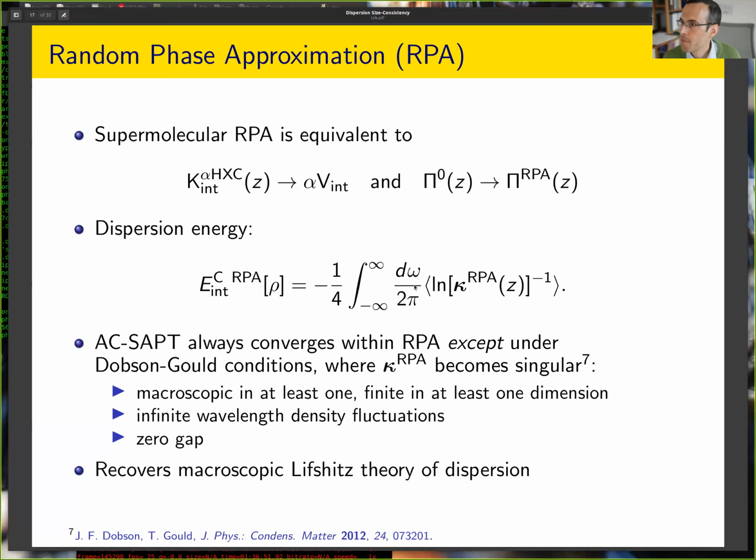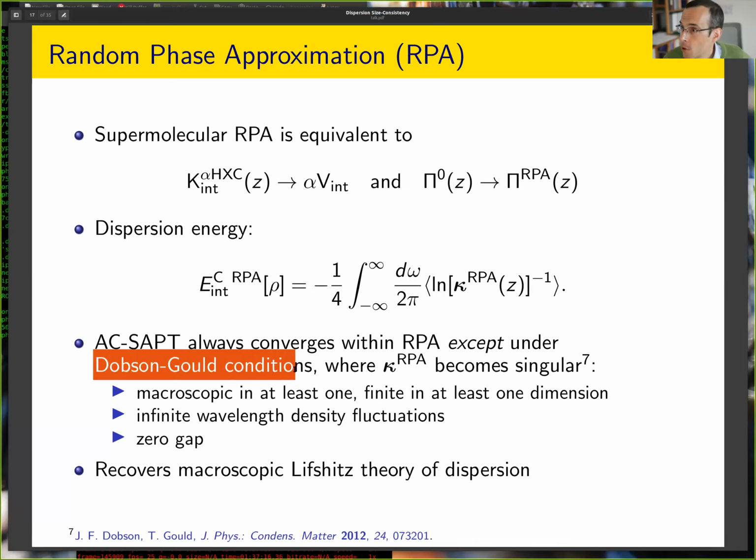Because we know that the ln is analytical in the complex plane, except for the origin, where it has an essential singularity, right? And so as long as you stay away from that, you get a convergent Taylor series. And in case of RPA, this turns out to be always satisfied unless you have these Dobson-Gold conditions where kappa becomes singular. And to have that, you have to have a system that's macroscopic in at least one dimension, but finite in at least one other dimension.